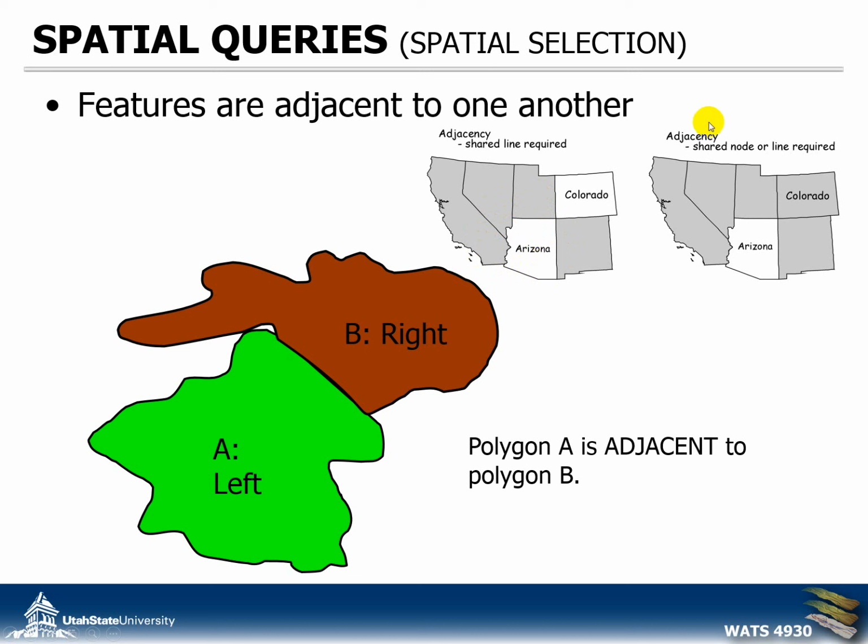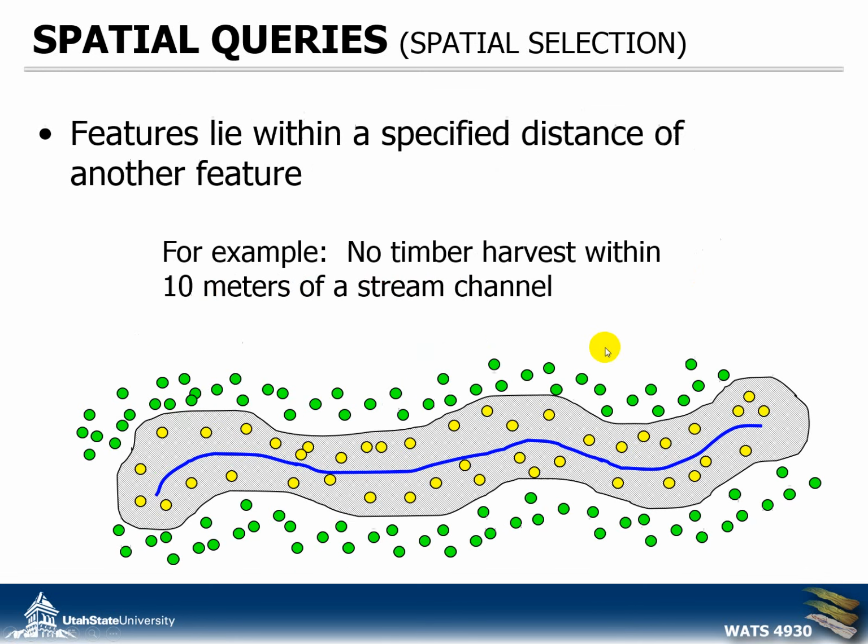And you could have a rule of adjacency though, where it's a node or line, and so then Colorado would be included because they share a common corner. You can have features that lie within a buffer distance of another. So this is an adjacency type thing, but it's based off of a distance.